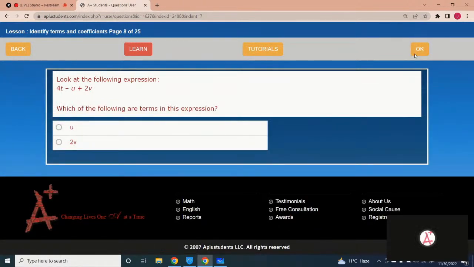Okay, look at the following expression. Which of the following are the terms in the expression? So which option is the correct one? U and 2v. Which option is the correct one?